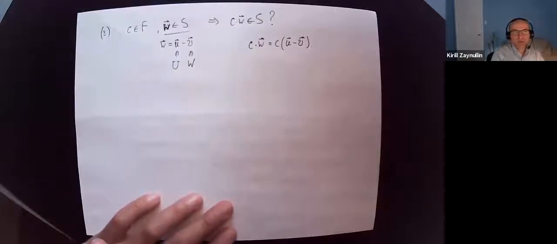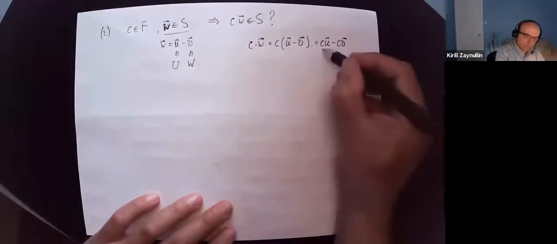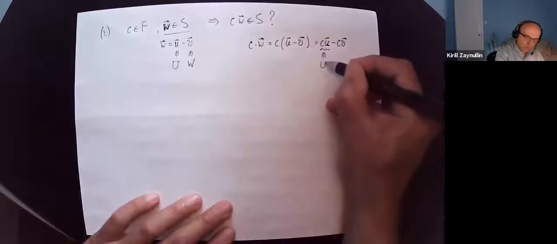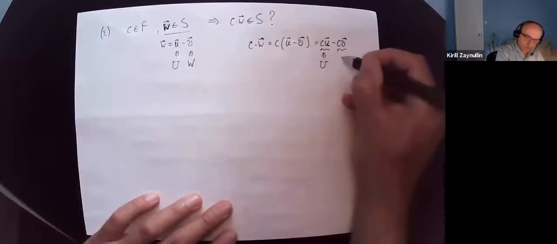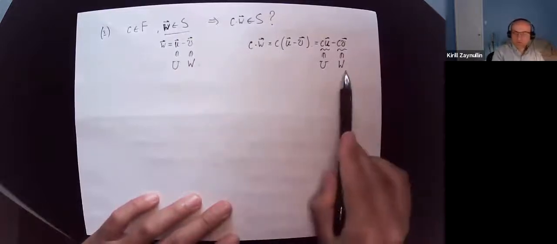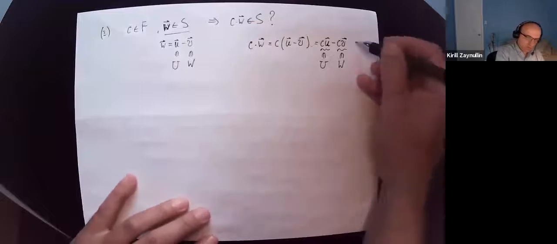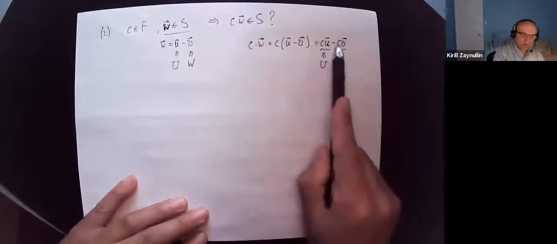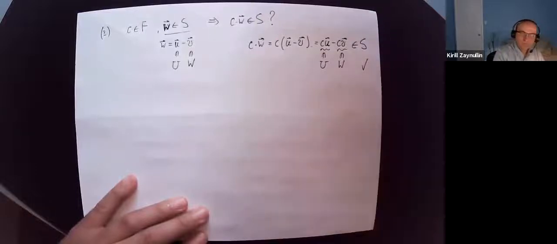And we can just open the brackets. So it's CU minus CV. And then look, this vector, because it's a scalar multiple of a vector from capital U, is again in U. And this vector here, because it's a multiple of a vector V, which is from W, is again in W, right? Don't forget that capital U and capital W were taken to be subspaces already, right? So what we just did, we expressed the scalar multiple of W as a difference of two vectors. One is from U and another from W. So meaning that this is in S. And we are finished.